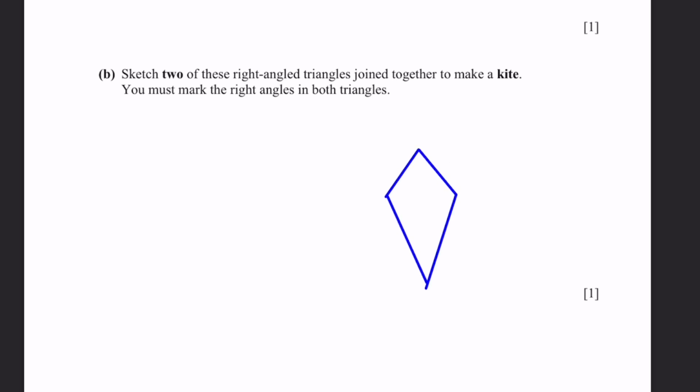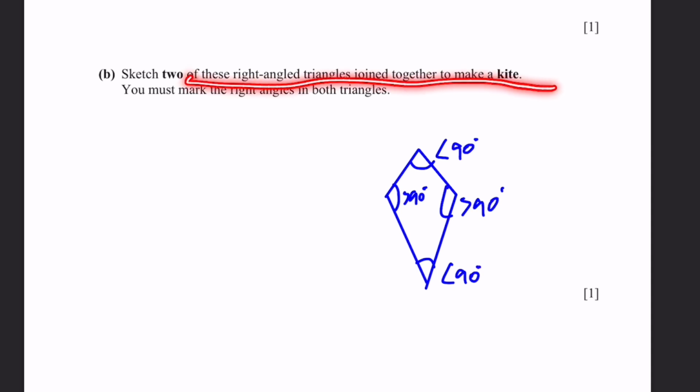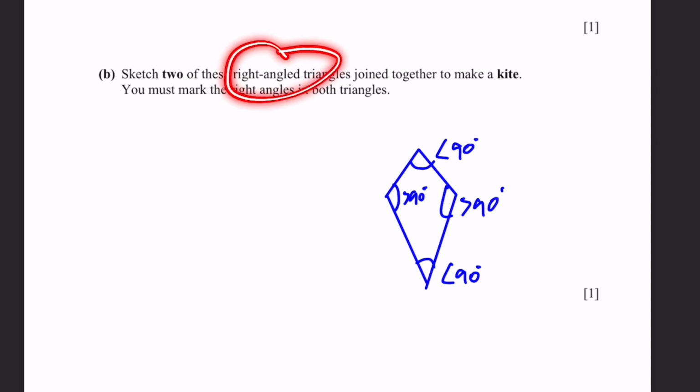In a normal kite, these two are obtuse angles and these two are acute angles. So this is greater than 90, greater than 90, less than 90, less than 90. But now we need 2 of these to make a kite, and we need right angle triangles, which means a few of these must be 90 degrees. So I'm just going to draw a straight line in the middle.